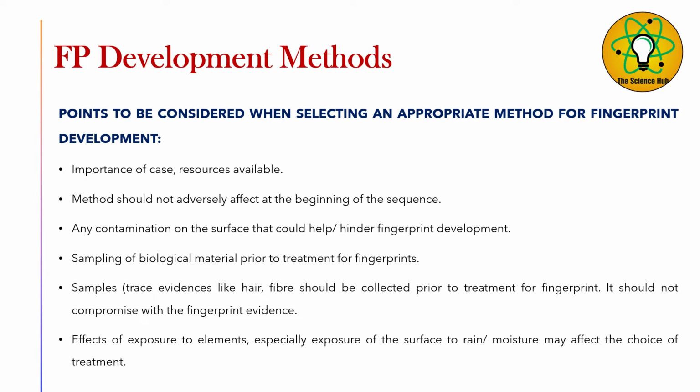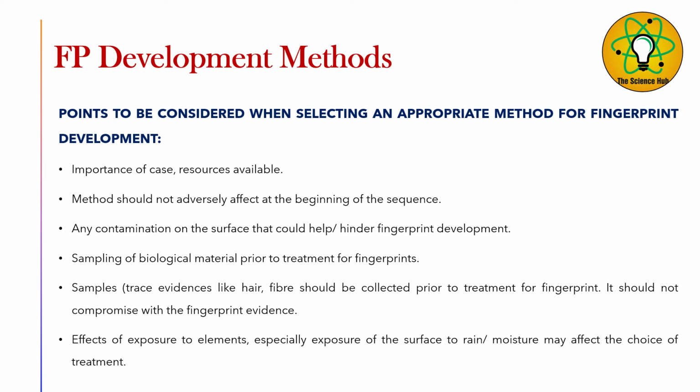Then any contamination on the surfaces that could help or hinder the fingerprint development. Sampling of biological material prior to treatment for fingerprint. Then other samples or the trace evidences like hair, fiber should be collected prior to treatment for fingerprint, and it should not be compromised with the fingerprint evidence.